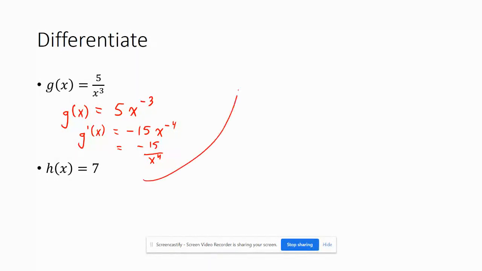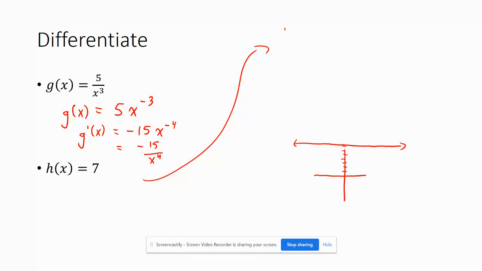For this one over here, h of x equals 7, okay? Now, I'm going to do this one the long way, but I'm going to look at this one graphically first. What does y equals 7 look like? Well, that's going to be a constant function, a horizontal line like this. So the question is, what's going to be the tangent? Well, a constant line has a slope of 0 all the time. So at any point, the slope of that line is always going to be 0. So the answer should be 0.